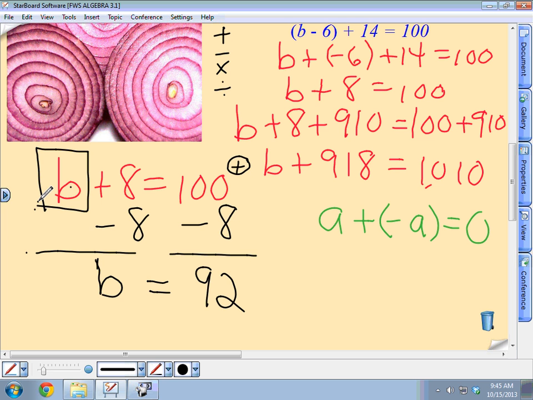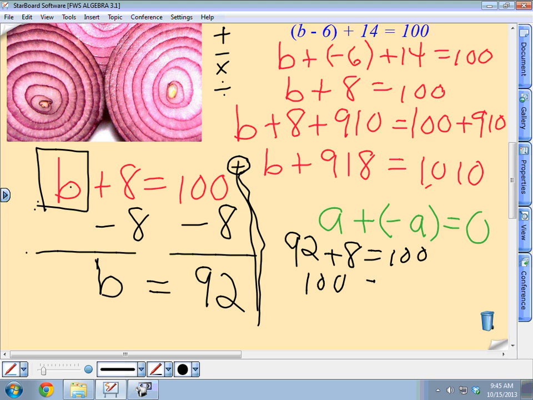And then what I like to do is make a little stem here on my onion. You can do it this way if you like. Then I take my 92 and put it back in for the B. I just write it there, substitute it in and rewrite my equation. And I say, is that a true statement? Just to check my work. What's 92 plus 8? 100. And 100 does equal 100. So I know that my answer is right.